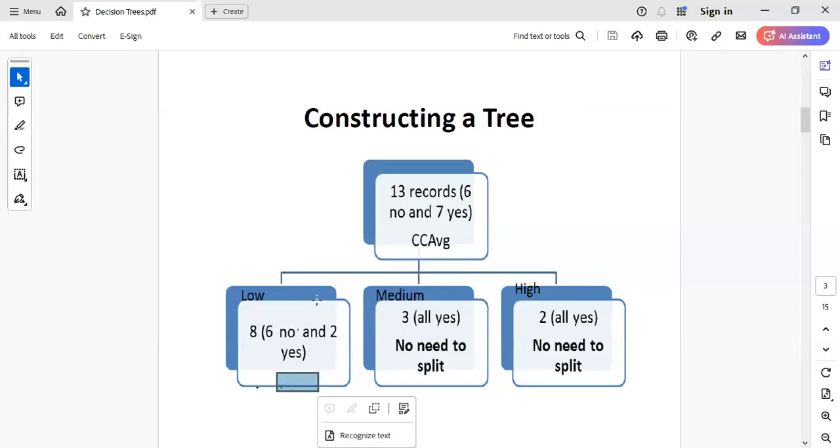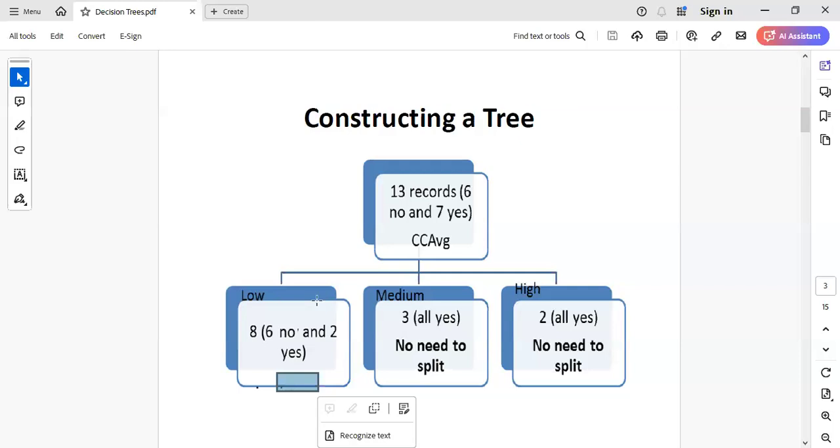So how did we split? We have 5 independent columns, and we chose CC average. Let us say we applied a mathematical formula. Based on the formula, we identified that credit card average works better, so we have chosen that CC average.